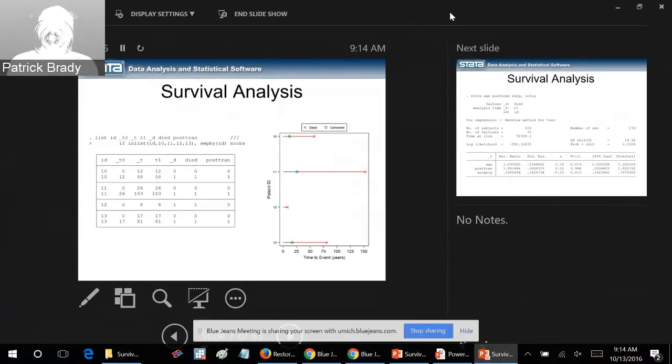Up until time 26, we know that they were censored, but they did have the event out of day 153. So this becomes a little bit more complicated. We have multiple rows in our data set now for each person, and the first thing we need to deal with is how do we even stset our data?